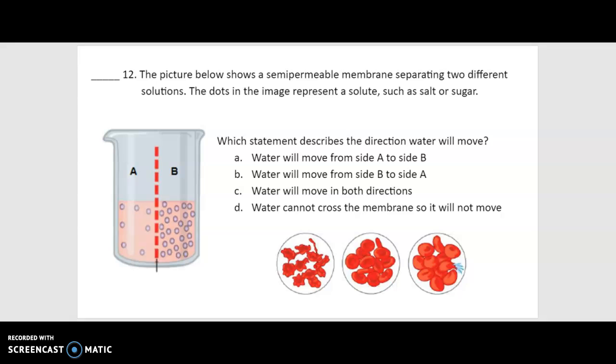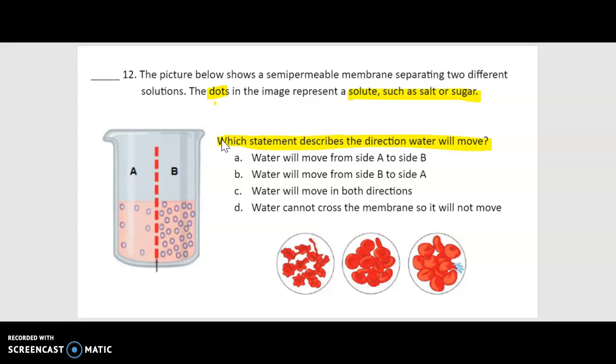Question 11. The picture below shows a semi-permeable membrane separating two different solutions. The dots in the image represent a solute, such as salt or sugar. Which statement best describes the direction water will move?